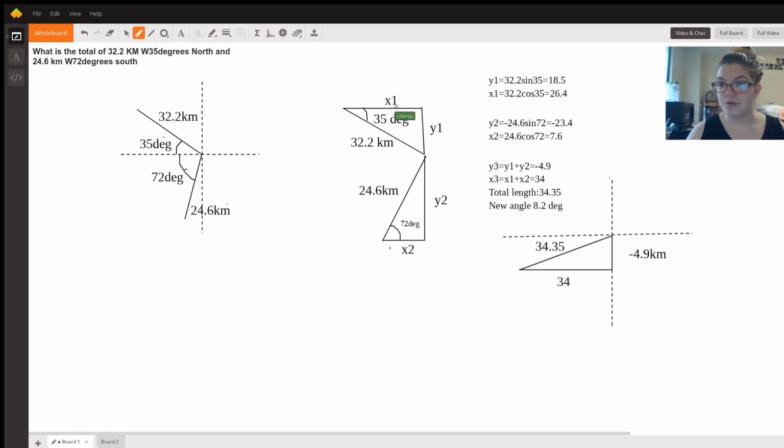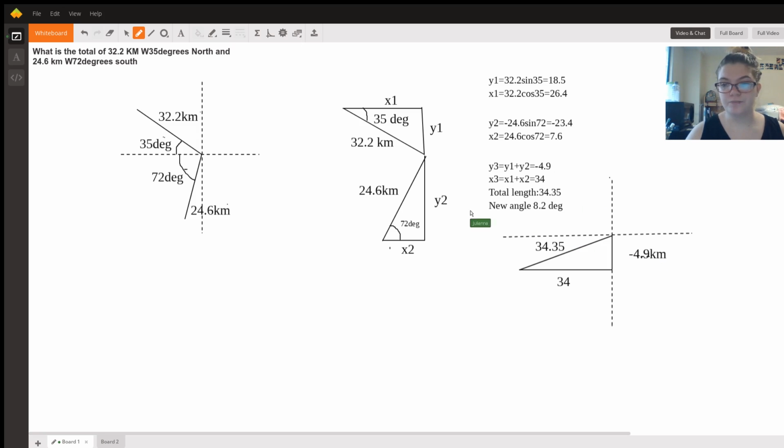And then to find x, you use cosine, because x over the hypotenuse is cosine of theta. So 32.2 cosine 35 is x. And you do the same for the other vector, knowing that since y is in the opposite direction, its value will be negative. To find your new vector right here, you simply add the components from each of the original vectors. So y1 plus y2 is your 18.5 minus 23.4, which gives you negative 4.9 kilometers.